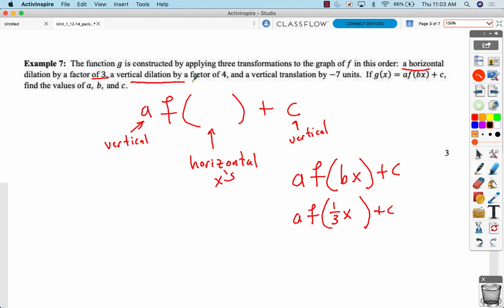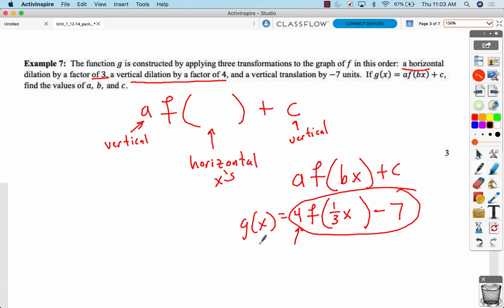Okay, a vertical dilation of 4. If it's outside, it goes with your intuition. This is going to be a little tricky at first. A vertical translation of -7. So anything with the verticals is on the outside. Dilations go here. Translations go here. That's literally your answer. That's what g of x equals. Okay? The trickiest one is this one right here. It always goes against your intuition, even if you're translating too.